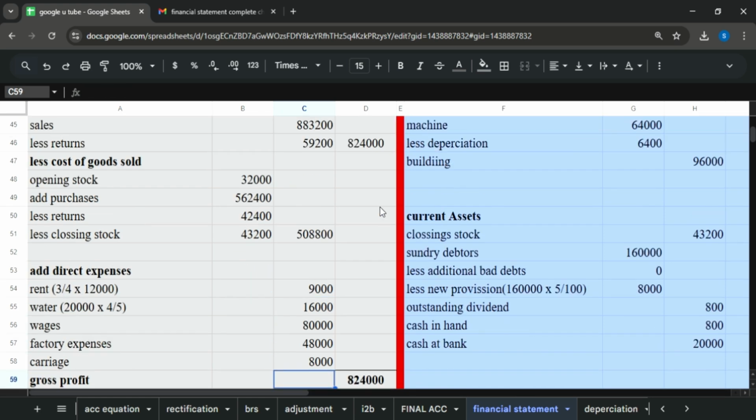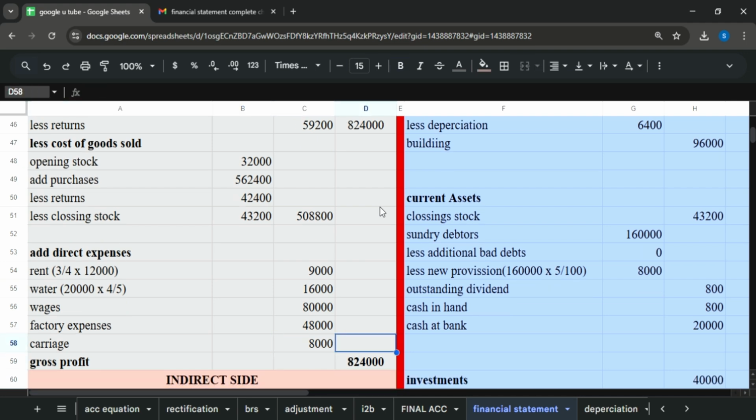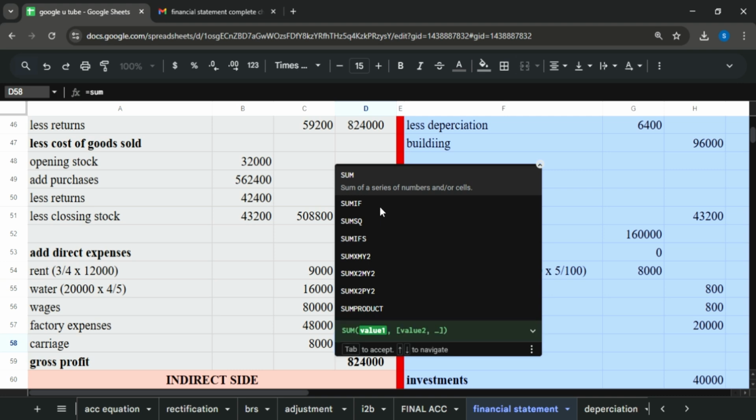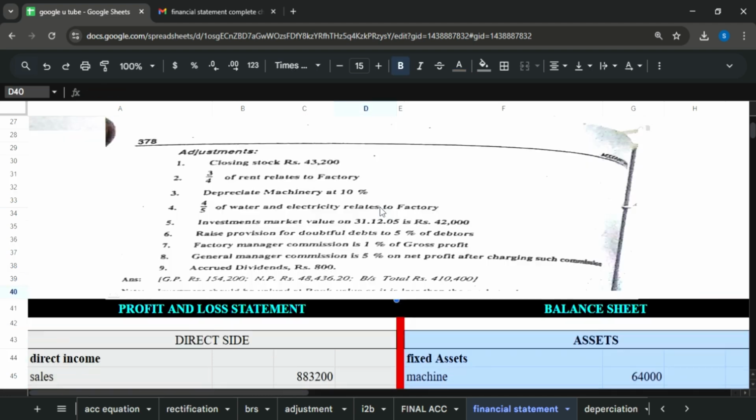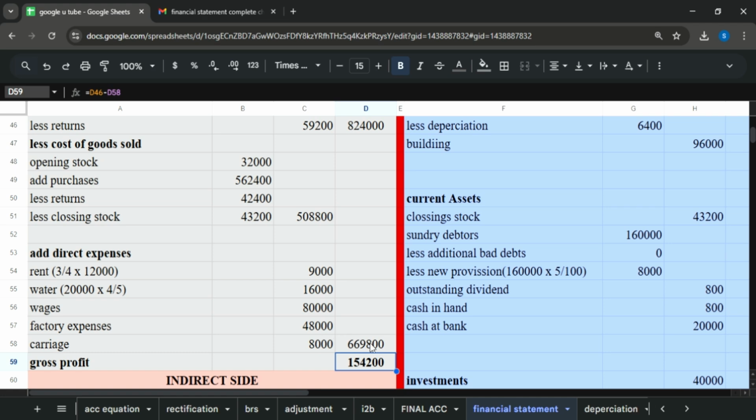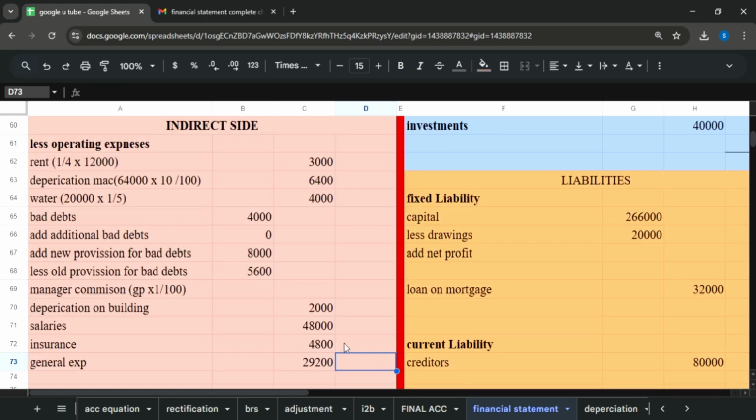Final amount of cost of goods sold we will be writing over here, where you will take sum of all direct expenses and first part of cost of goods sold. This is grand total of cost of goods sold, and you can see that 154,200 is your gross profit and gross profit is solved. Secondly, we were waiting, look at here, gross profit, we were waiting to calculate 1%.